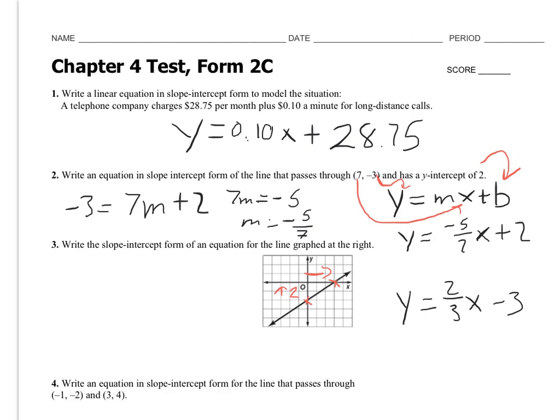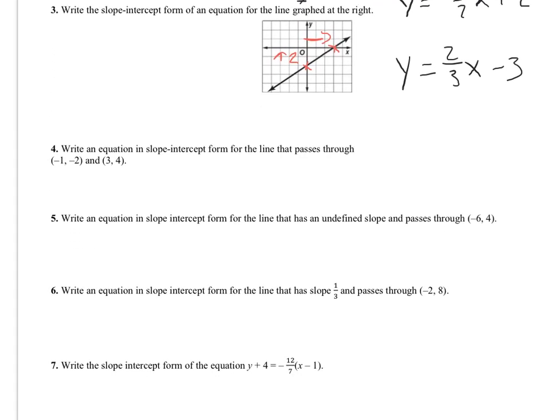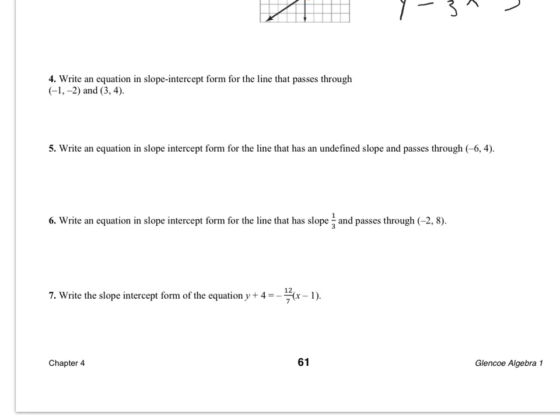Okay, let's keep moving on down here. Number 4 looks like, okay, we've got 2 coordinates and need the equation for the line. Well, we'll go slope formula. Subtract my y coordinates, 4 minus -2, all over 3 minus -1. Plus, plus, so that is 6 over 4, 3 over 2 then.